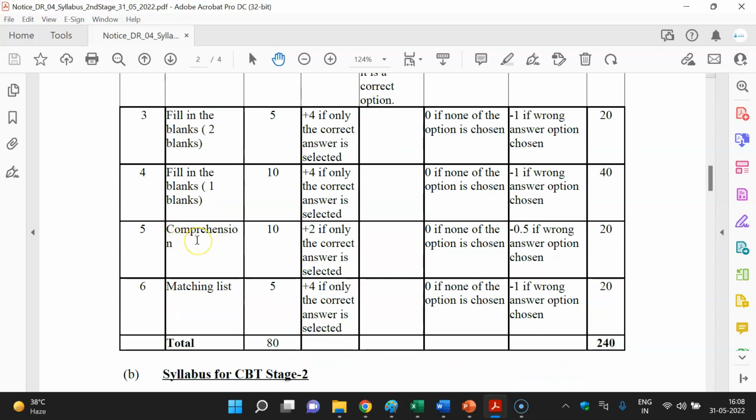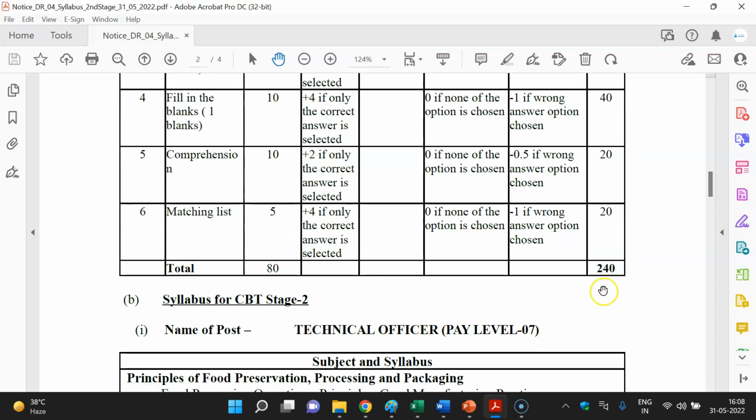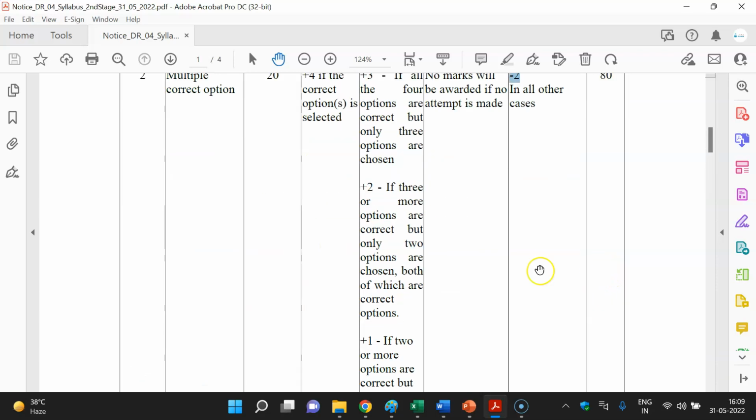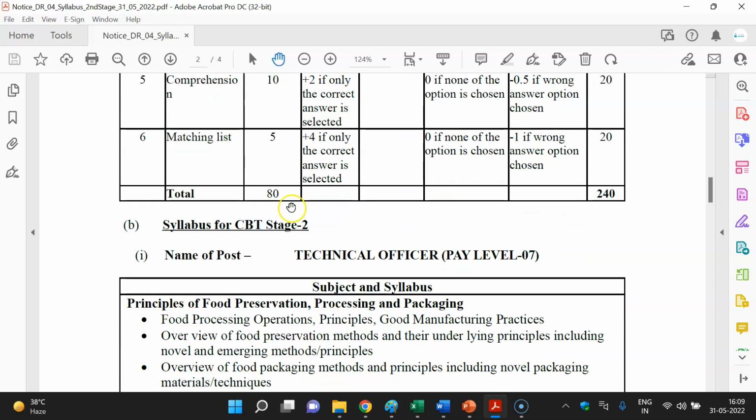Next is comprehension based questions. 10 questions will be there, plus 2 if only the correct answer is selected, or negative 0.5 if a wrong answer is selected. Then matching list, where you have to match the options, meaning list 1 and list 2 will be given, and you have to match accordingly. That will be 5 questions and 20 marks, and negative 1 for a wrong answer. In total, 80 questions, 240 marks. So the highest weightage is to the multiple choice questions. So you have to study very carefully, and you have to time the questions very carefully.